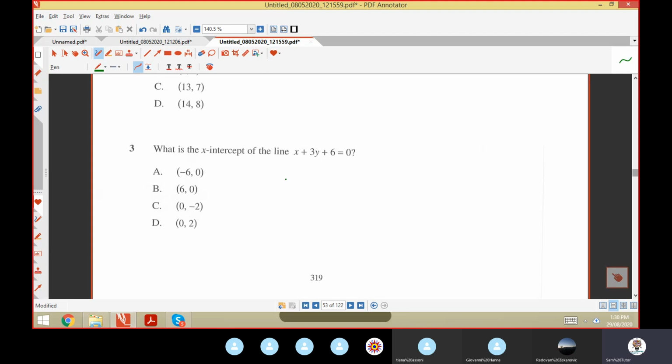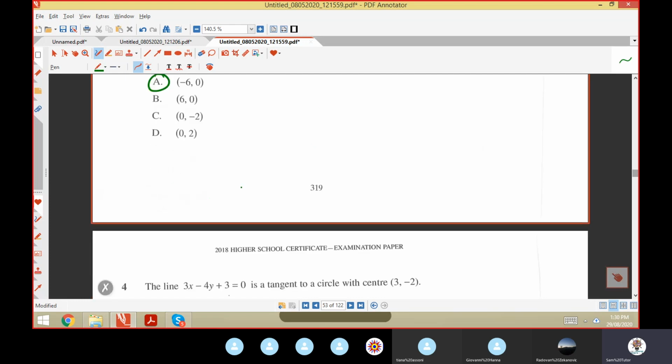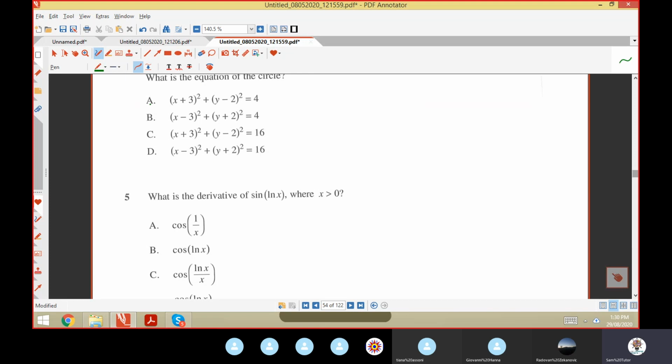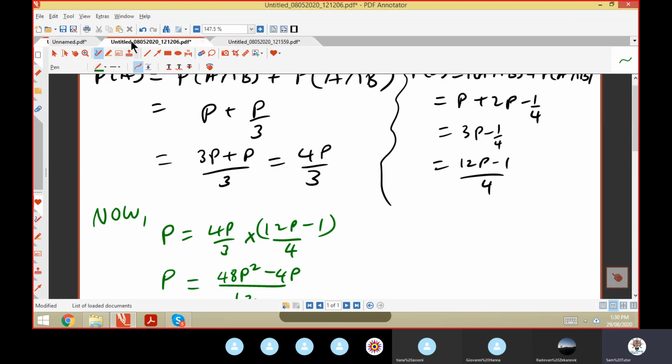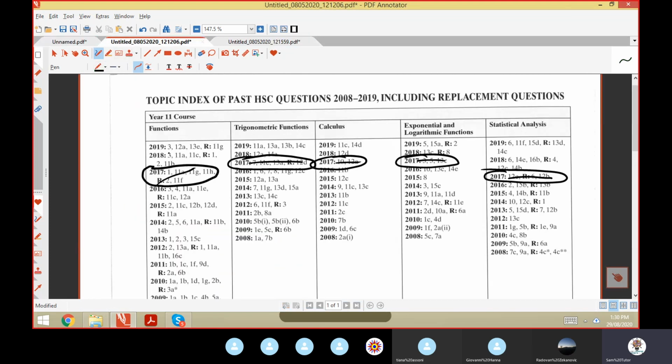So what's your final answer when you get y equals 0? Hey, if you wasted more than 5 seconds on it, you're wasting too much time. -6 and 0. Move. That's number 3 done. What did I say was the other one? Number 6.